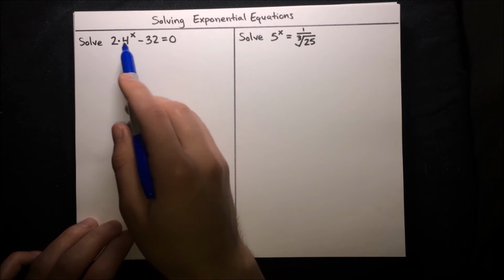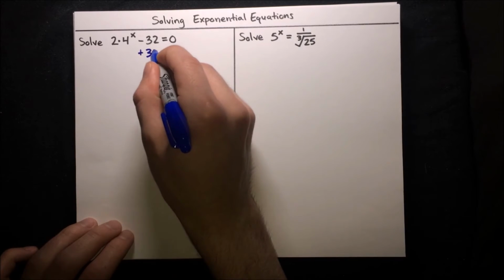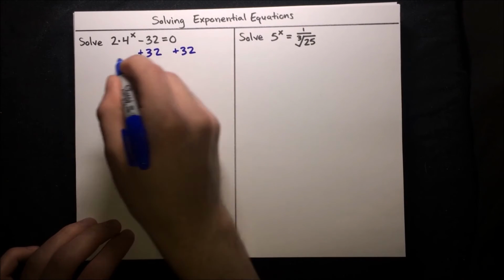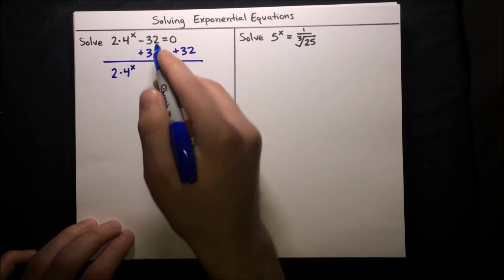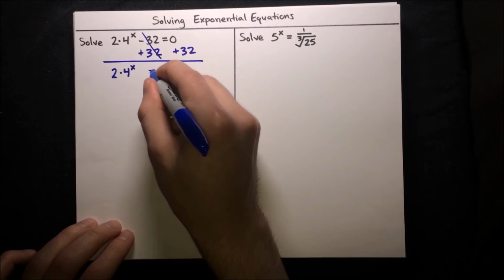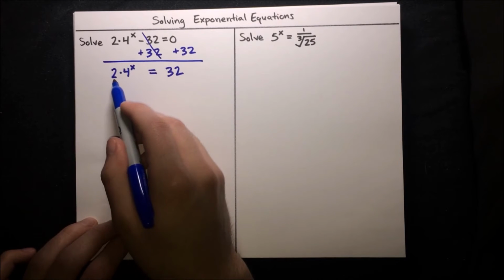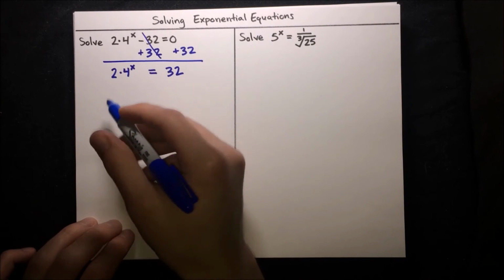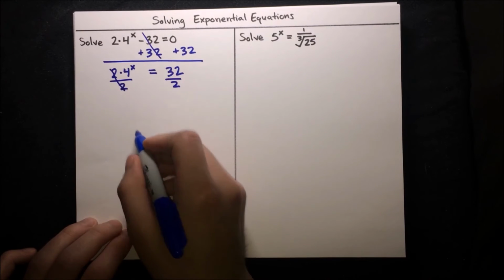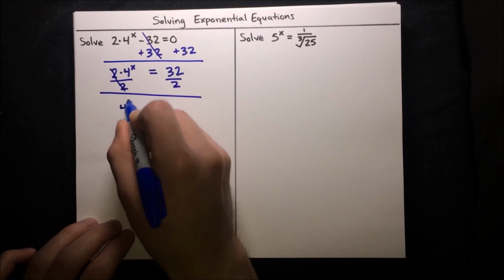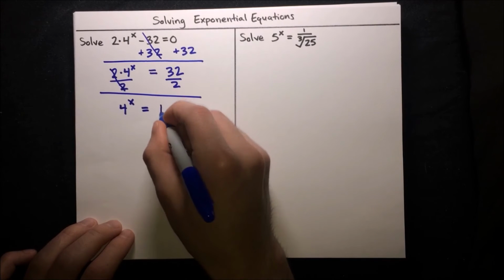We want to get rid of the 2 and the minus 32, and the way to do that, first let's just add 32 to both sides. That'll cancel out the minus 32. And then we've got here 2 times 4 to the x minus 32 plus 32 cancels. That's just equal to 0 plus 32, which is 32. Now it's time to get rid of the 2 that's multiplying the 4 to the x. Now that's pretty straightforward. We can just divide by 2 on both sides. That'll cancel out the 2 there. All we have is 4 to the x. And then on the right-hand side, 32 divided by 2 is 16.